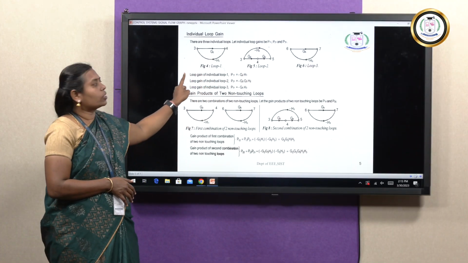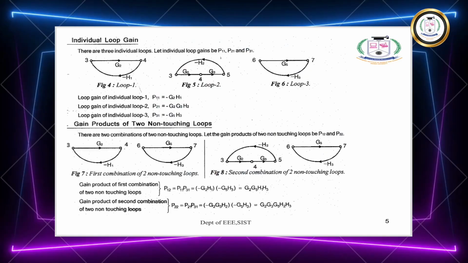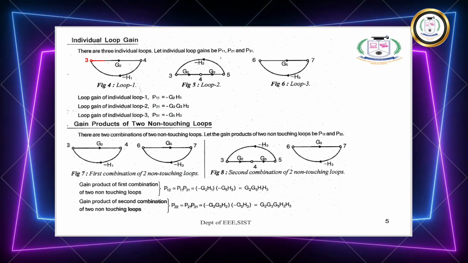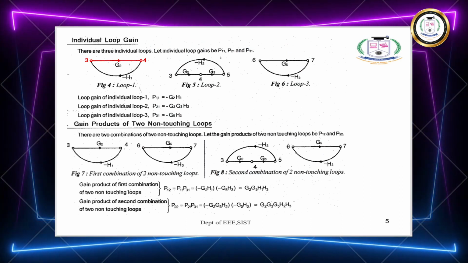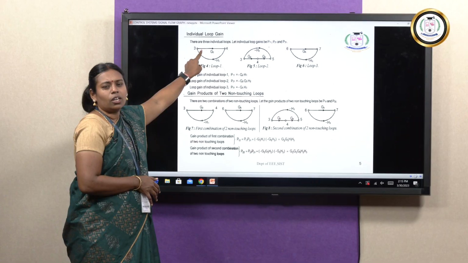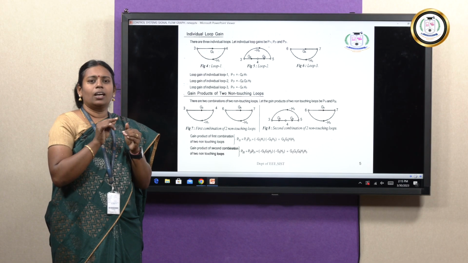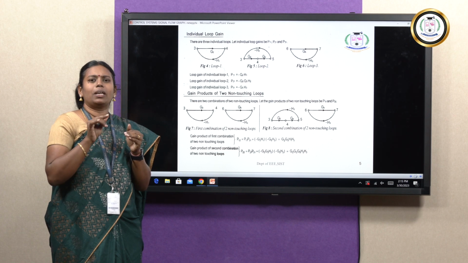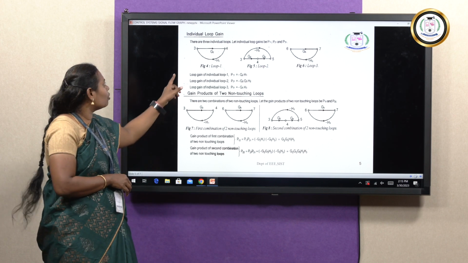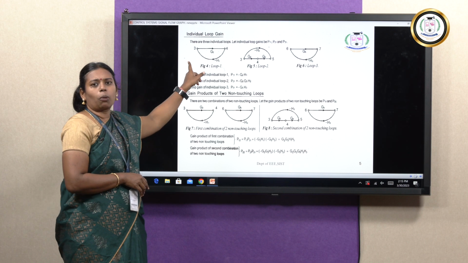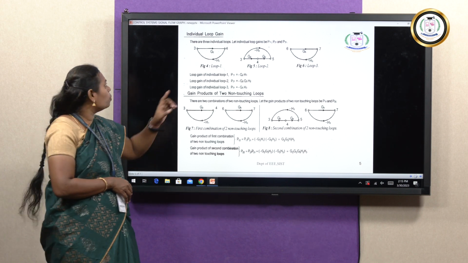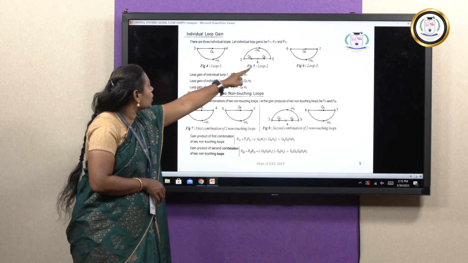If you look over this loop, you can see that the signal starts from the third node, goes to the fourth node, and once again returns back to the third node. So this is a loop. A loop means the signal starts at one node and ends at the same node. That we will call a loop. So in this problem, we have three individual loops. So these are the three loops.